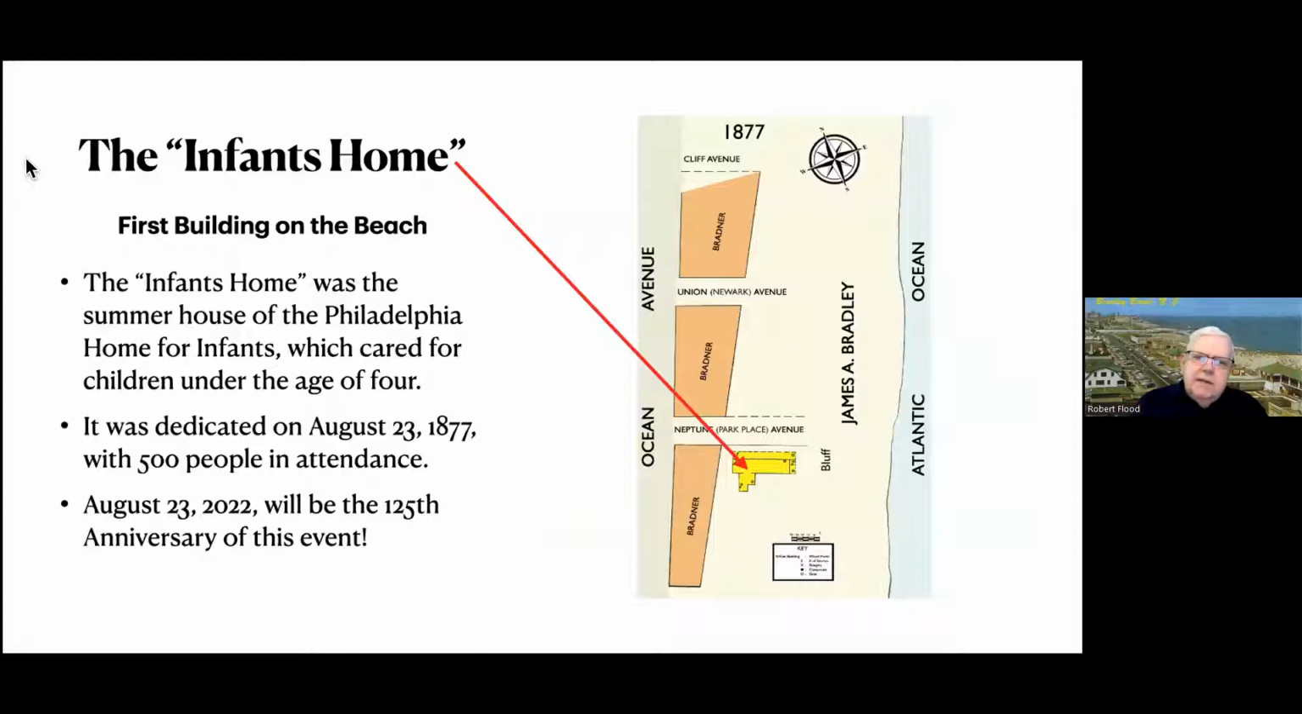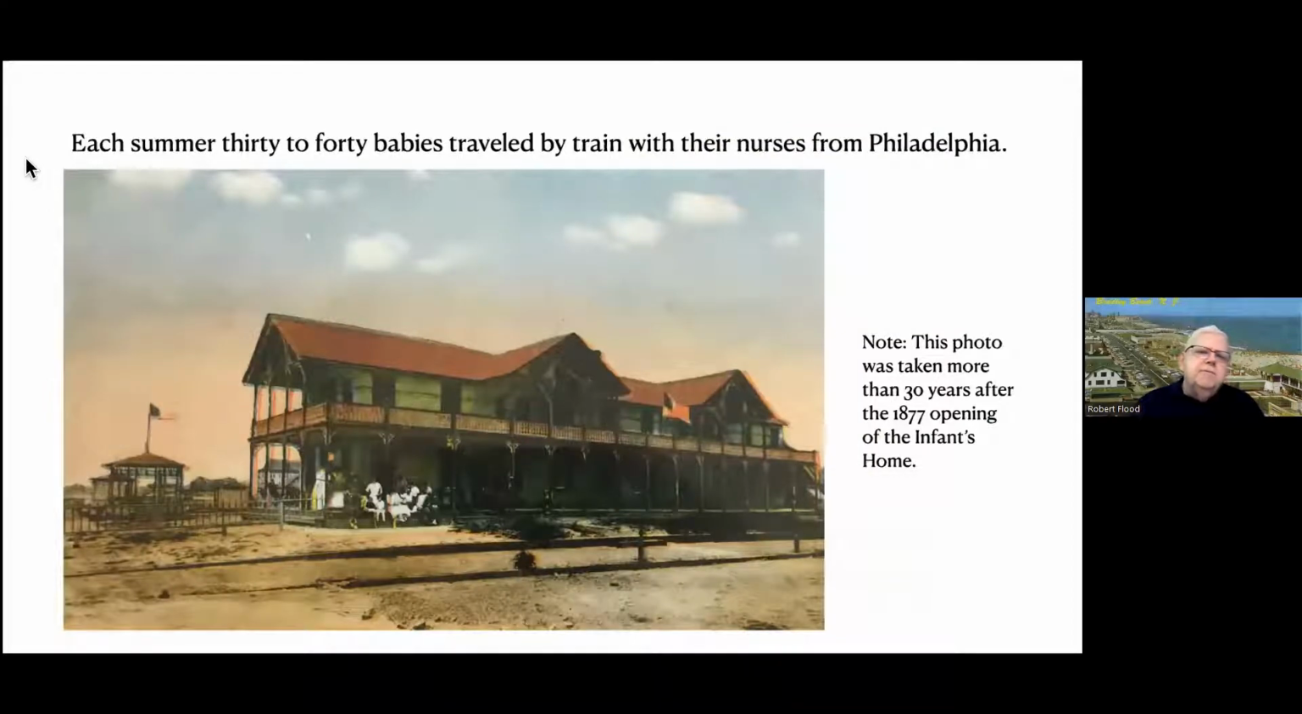It was dedicated in 1877, and I noticed that this year, on August 23rd, we're going to have the 125th anniversary of this event. The Infants' Home out of Philadelphia cared for infants under the age of 4. And every summer for the next number of years, they will bring 30 to 40 babies each summer for 3 months or so with their nurses from Philadelphia. I want to point out that this photo was taken about 30 years later, so there are other buildings in the view.